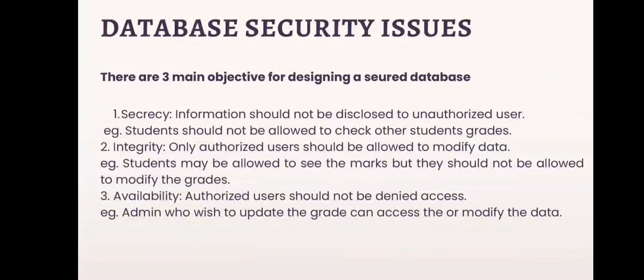And availability: authorized users should not be denied access. If you are the owner of some data, and you share that data with someone and give them full authority, then if they wish to access or modify that data, they can do it in that database. That is known as availability. So the three main objectives are secrecy, integrity, and availability.